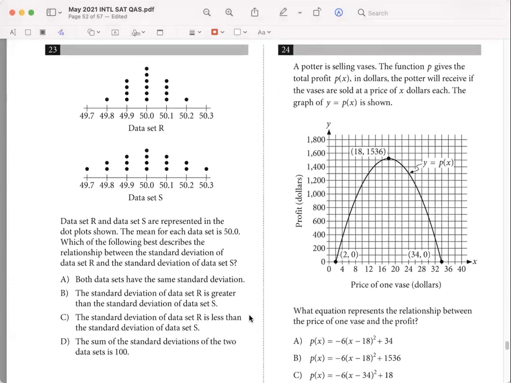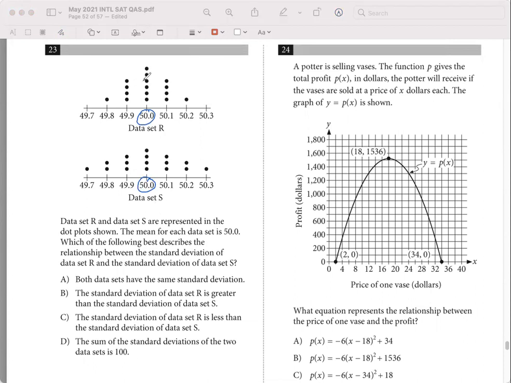23, data set R and data set S are represented in the dot plots shown. The mean for each data set is 50. Which of the following best describes the standard deviation of data set R and the standard deviation of data set S? So we know that the mean for data set R is 50 and for data set S is 50 also. But in data set R, the values are much closer to the mean compared to data set S, right?